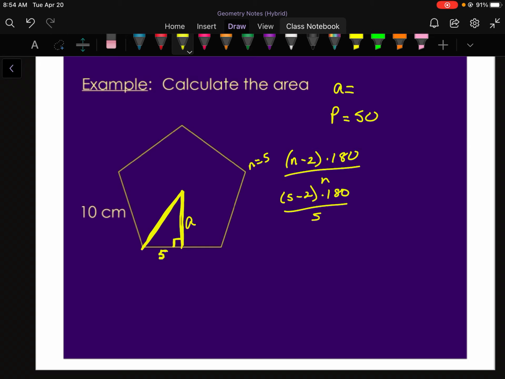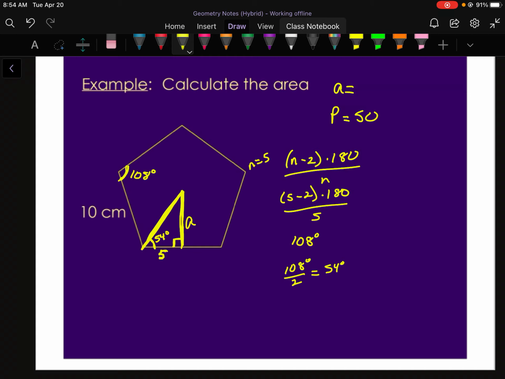So let me try to help you visualize this. So this whole angle here is 108 degrees. That means this whole angle here is 108 degrees. But by making my right triangle, what I'm doing is cutting that angle in half. So half of our 108 degrees is 54 degrees. Okay, so half of our angle is 54 degrees.